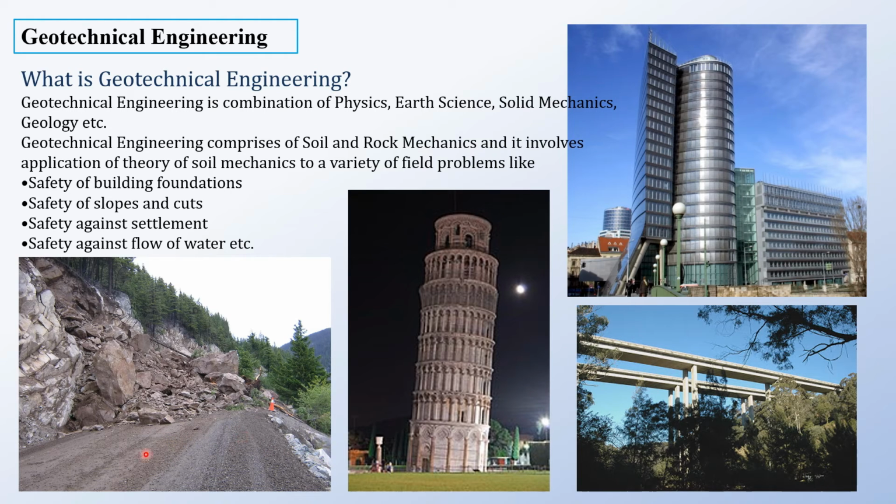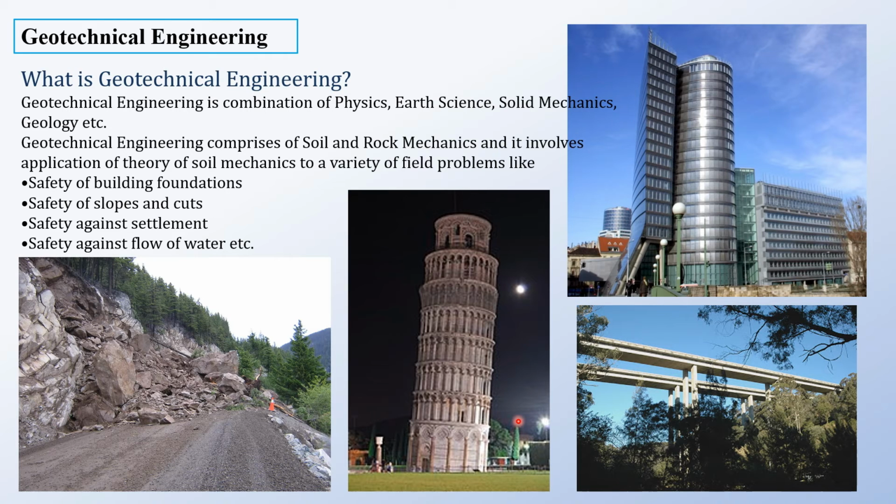Let's say artificially, if it is dumped and then a road is created, then also. So whether it is a natural slope or whether it is a cut slope, whatever may be the way the slope of soil or rock is there, how safe it is, that is what we are going to study. Safety against settlement.